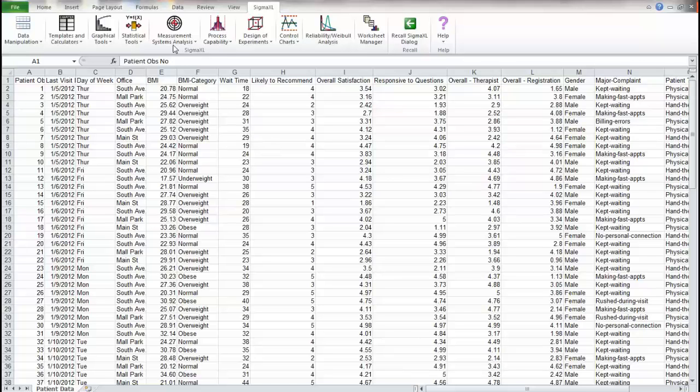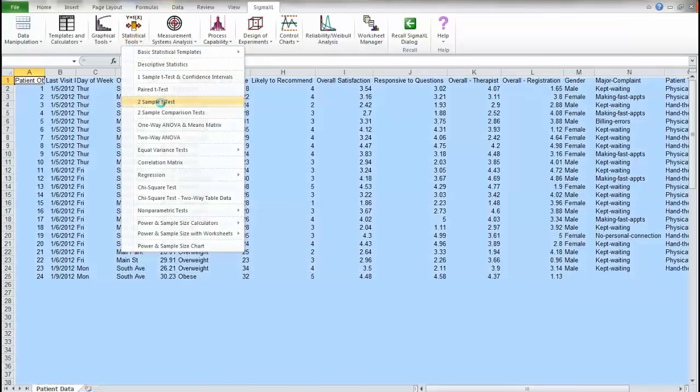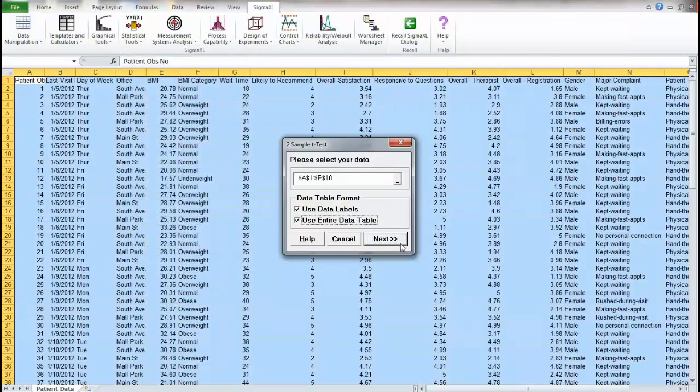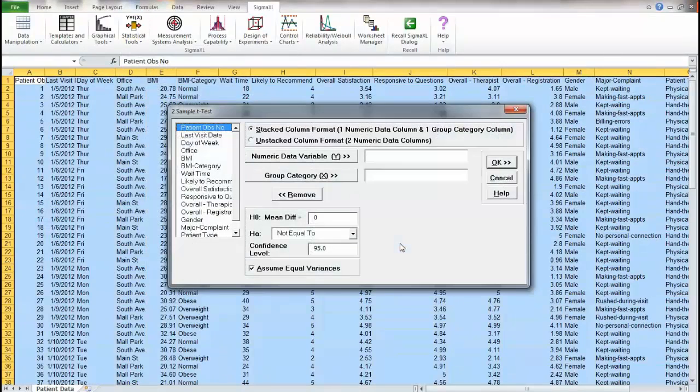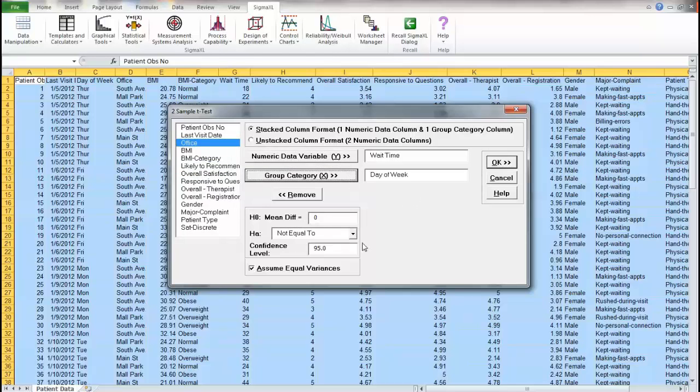Let's go do a two-sample t-test on this. We'll go to Statistical Tools, Two-Sample T-Test, Entire Table, Next. It is indeed a stacked column format. We'll select wait time as the Y and day of the week as the X. Again, we want to make sure that our alternative hypothesis matches what is in the material, so we set that to not equal.